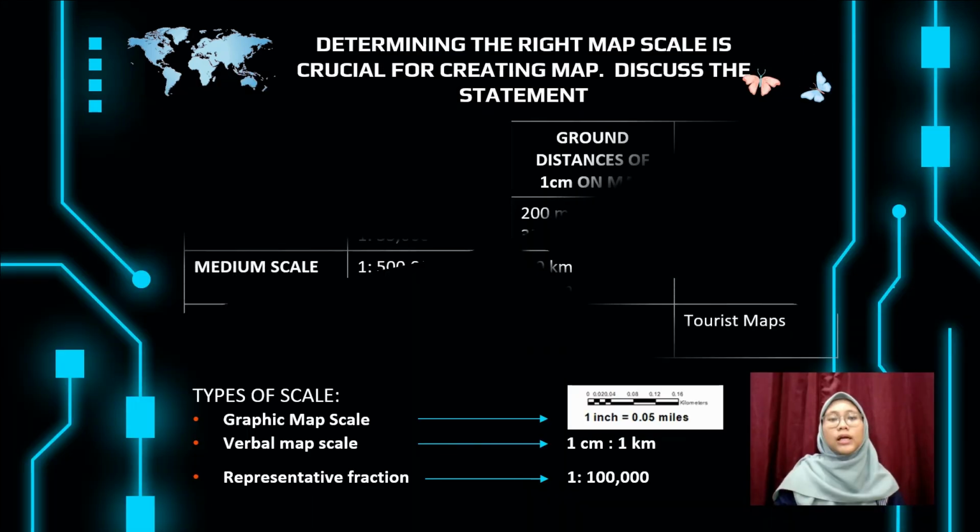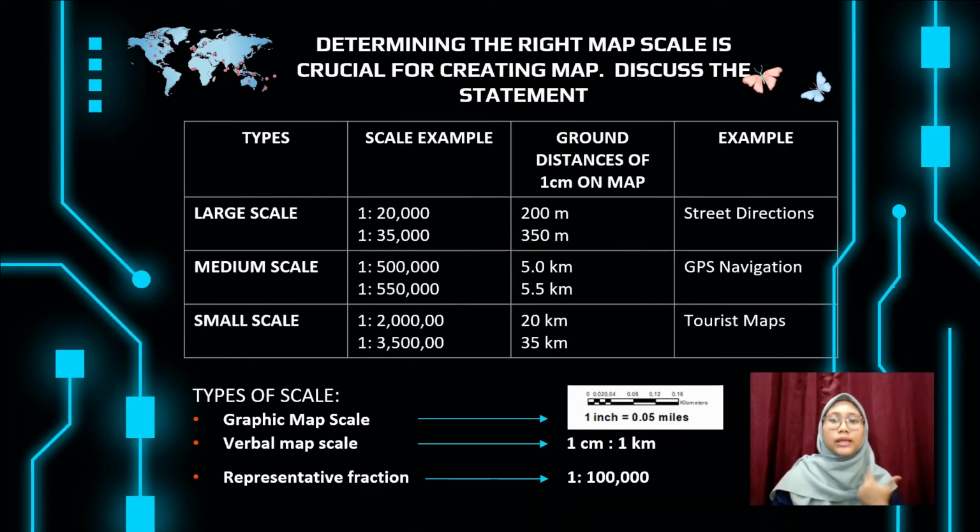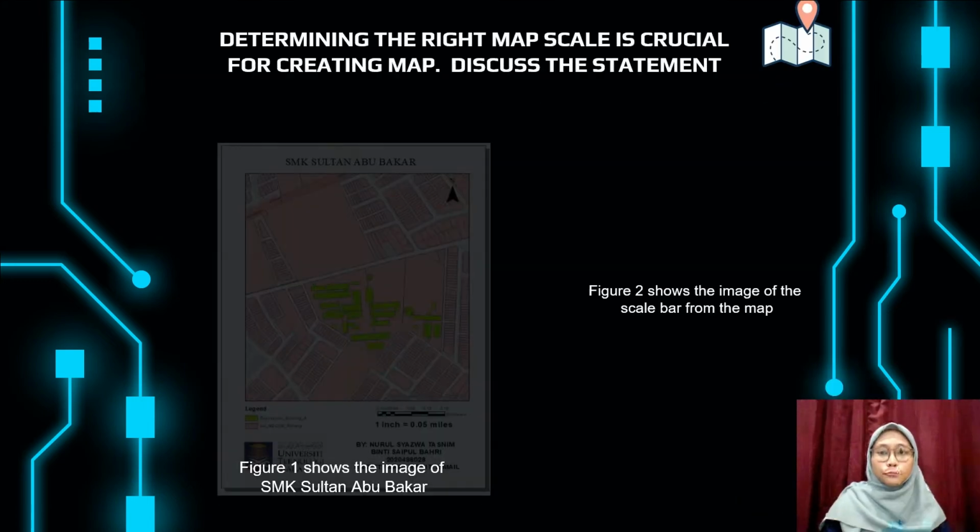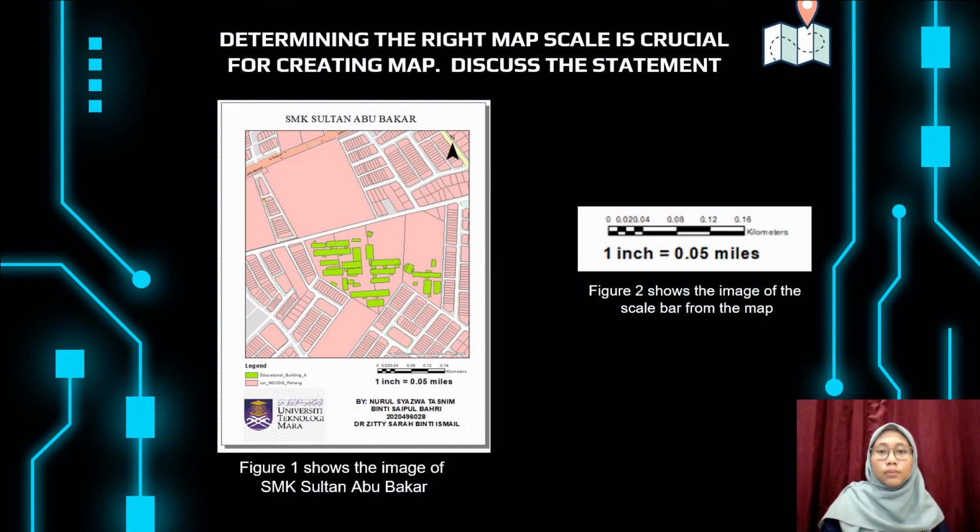As we can see here, there are large scale, medium scale, and small scale. For the large scale, for example, is street direction, for the medium scale is GPS navigation, and for the small scale, it is a street map. And for the types of scale, as we can see here, there are three: graphic map scale, verbal map scale, and representative fraction. The image shows the map of SMK Sultan Abu Bakar, and from the right, this is the image of the scale bar from the map.